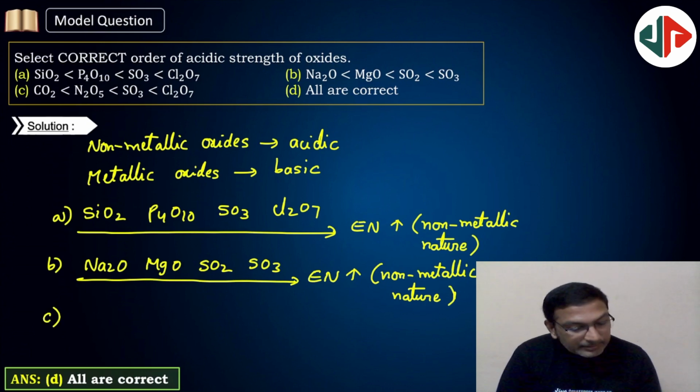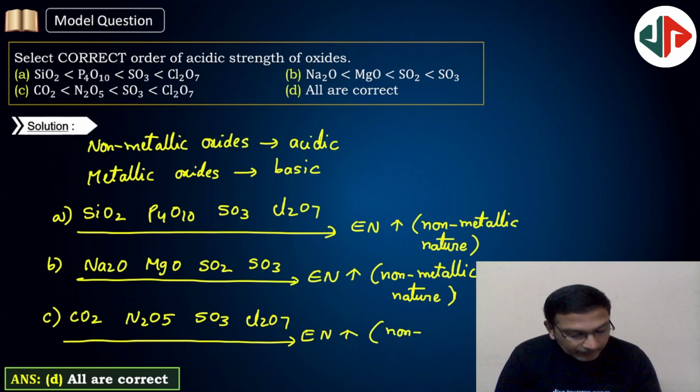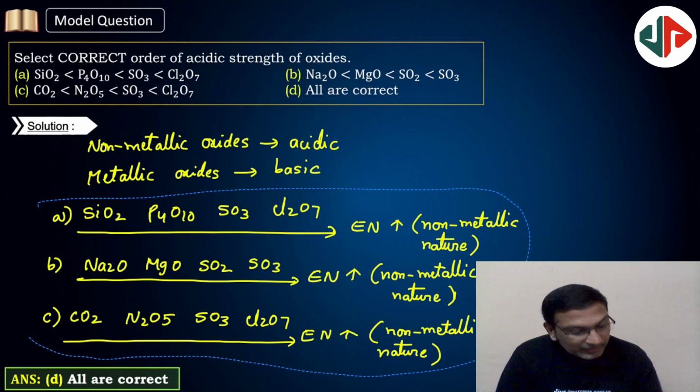Next, C option also same. CO2, N2O5, next SO3 and Cl2O7. Similar. Electronegativity increases or non-metallic nature increases. Simple question only.